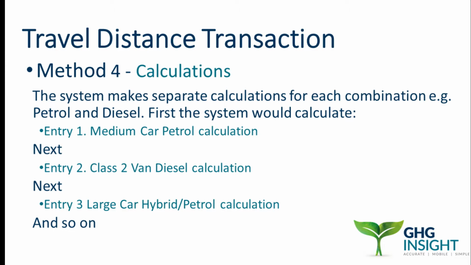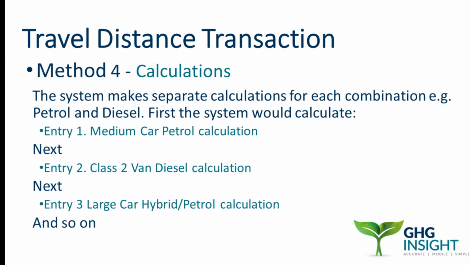You make an entry for each vehicle type, size, and fuel type in turn. In the first case, it might be the mileage claim for all medium-sized petrol cars in a specific time period. The system calculates the emissions based on the total mileage entered and medium-sized cars using petrol. You then make another entry, which might be for all Class 2 diesel vans. The system calculates the emissions based on the total mileage entered and Class 2 vans using diesel.